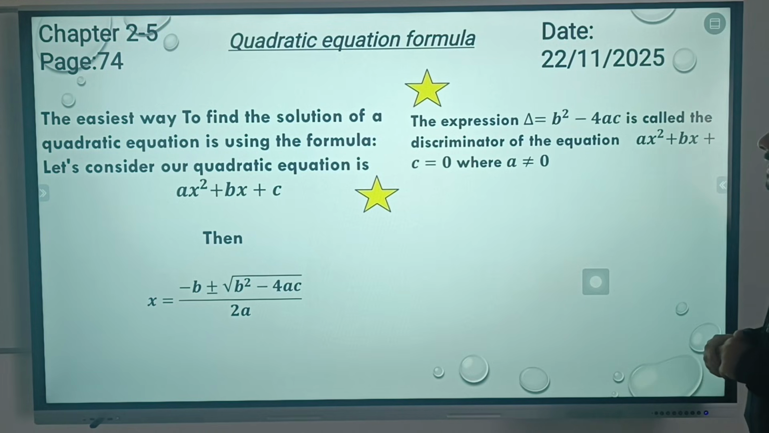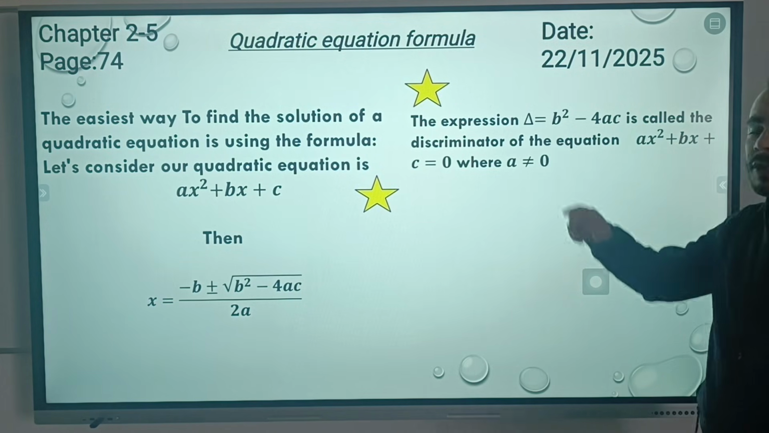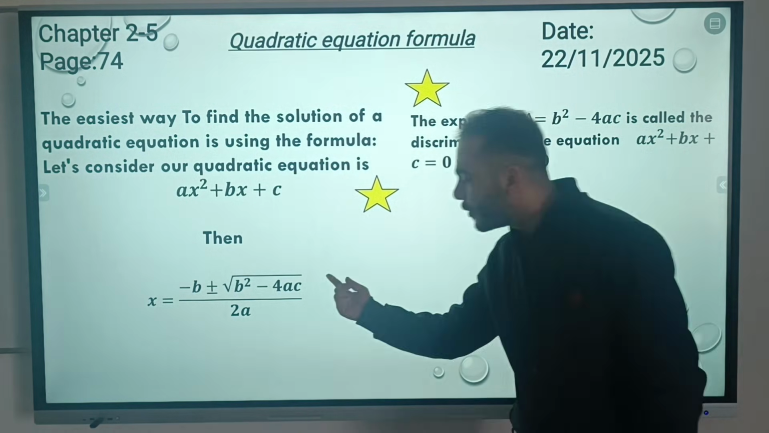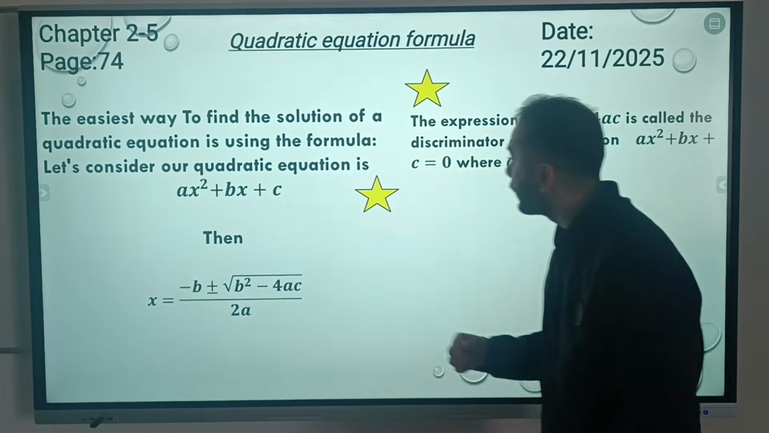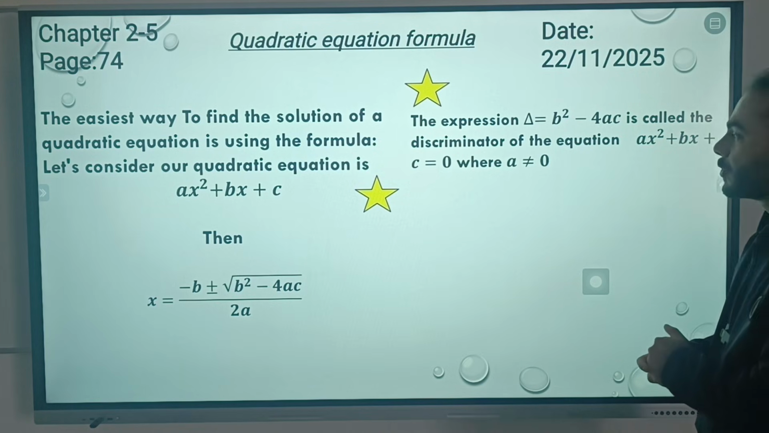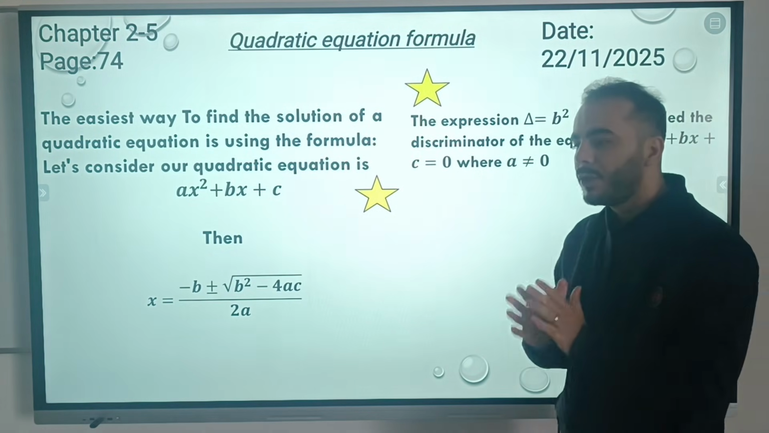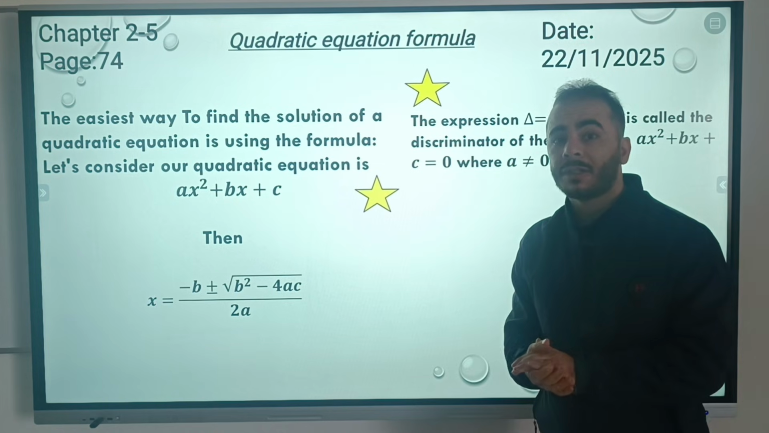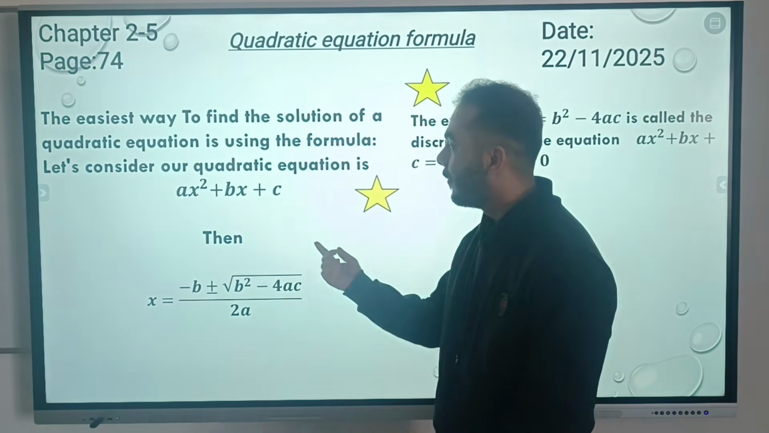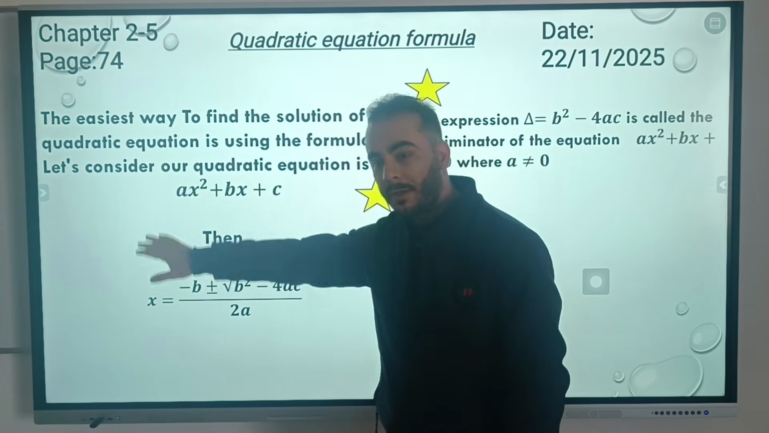The expression delta, or discriminant, is b squared minus 4ac. This notation is called delta, okay? Delta equals b squared minus 4ac, which is inside this root, and is called the discriminant of the equation ax squared plus bx plus c equals 0, where a cannot be 0. Why can a not be 0? Because if it is 0, we are not dealing with a quadratic function. We will deal with a linear function. Perfect.